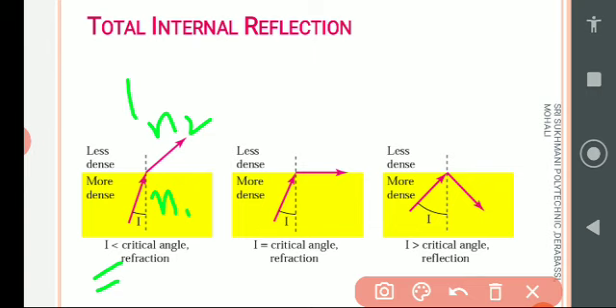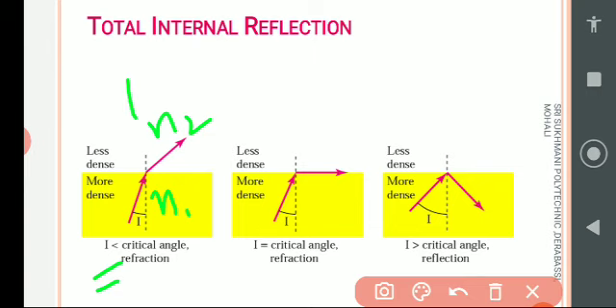Although this refracted ray is a part of the communication, it is less useful because our prime concern is the light wave that is within the core portion, that is, within the more dense medium.